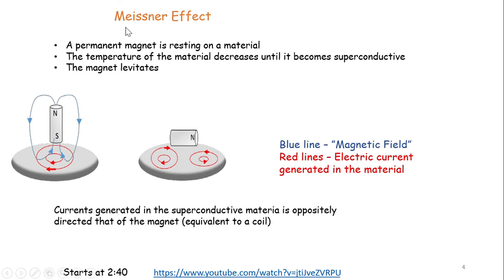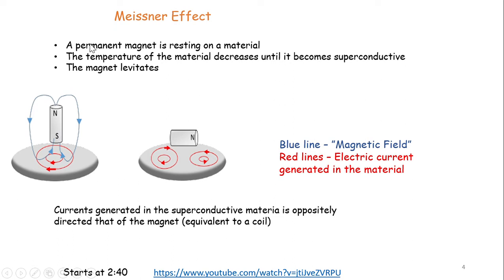So we go now to the Meissner effect, and we will model it in a proper way, so it will be easy to apply the Weber force. What is the Meissner effect? Well, a permanent magnet is resting on a material. This material has a temperature which is decreased until the material becomes superconductive. At that moment, the magnet levitates. So a repulsive force appears.